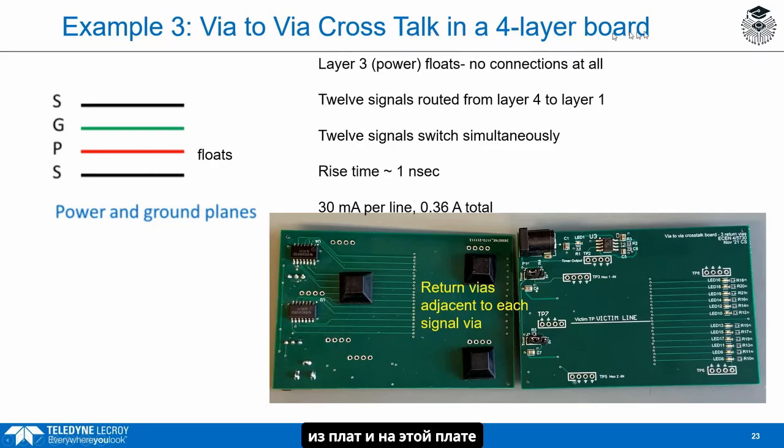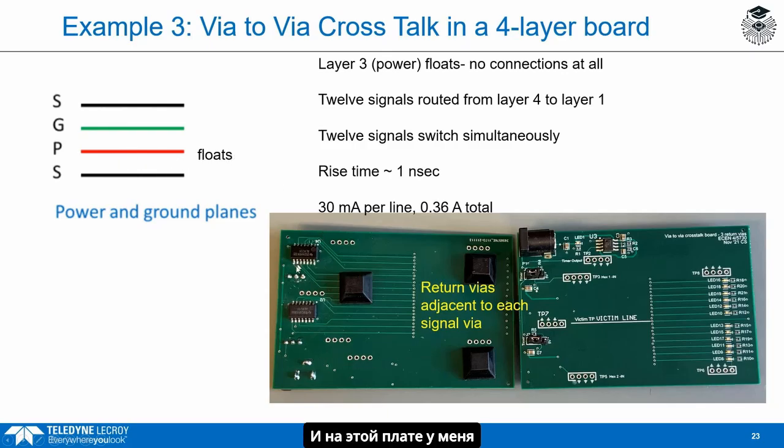On this board, they're all 4 layers. The stack up is signals on the top and the bottom, and I have 2 planes inside the board. And the second plane, I'm going to float that plane. It's not going to be connected anywhere. When the signal's on the top, it uses the adjacent plane as its return. When the signal's on the bottom, it uses the adjacent plane as the return.